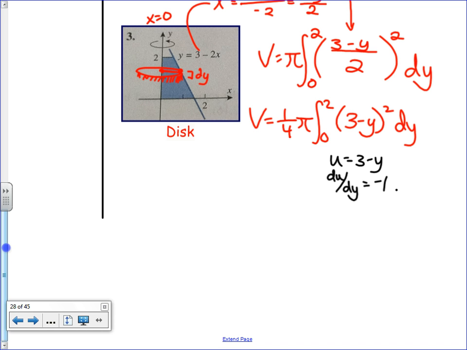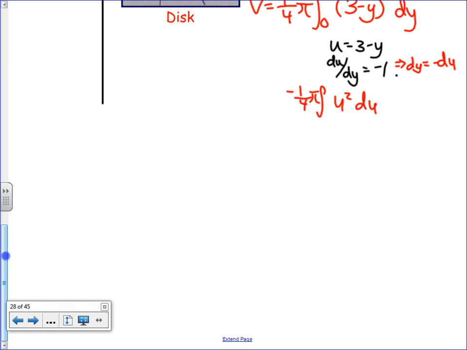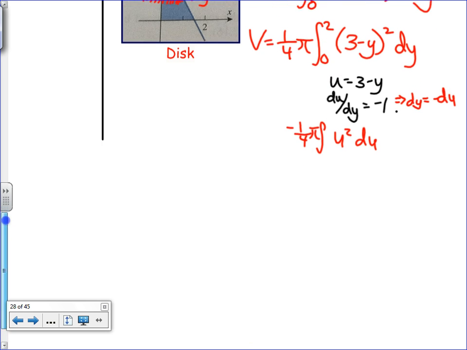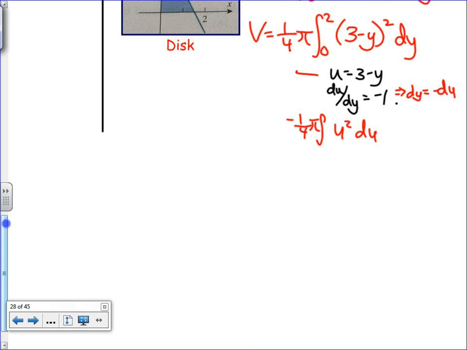So, coming back. Now what? Now I can say that dy is equal to negative du, so I can do u sub and say, from 0 to 2, I'll come back to that, u squared du, pull out a negative 1. Wait, volume can't be negative, hang in there. How do I find u bounds? Plug in 0, plug in 2 to u. 3 minus 2 is 1. 3 minus 0 is 3.